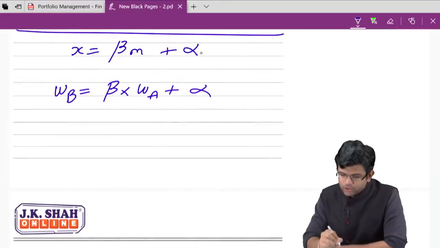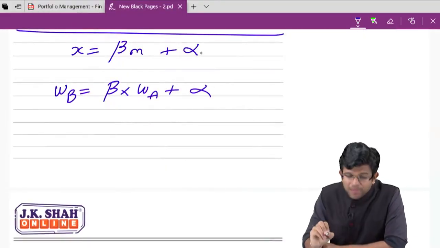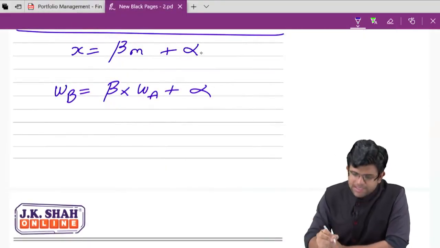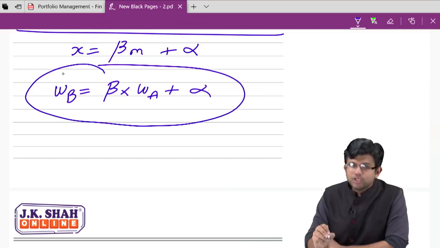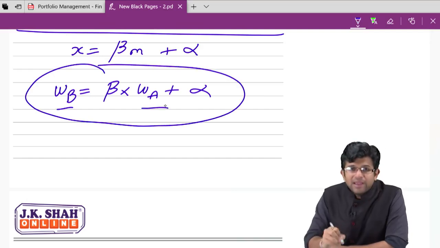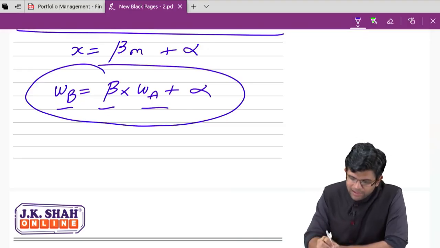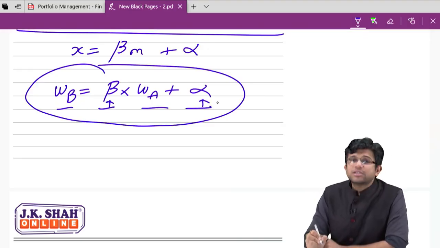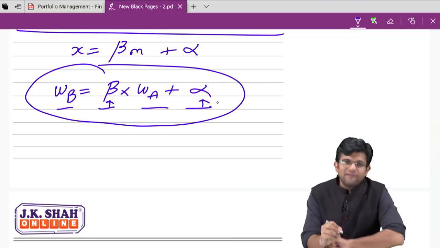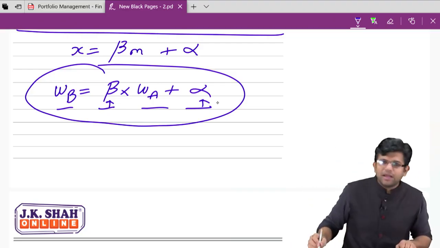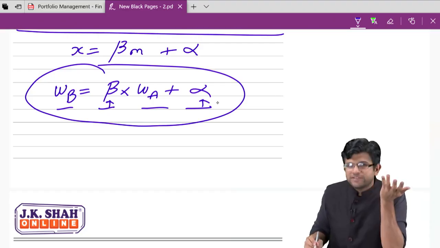Let's start. Okay, students, so I have removed all the markings now. Please pay attention. If I want to know the relationship between WB and WA, that is, how WB reacts to a movement in WA, I will need to know the two constants, beta and alpha, which we will have to solve simultaneously.